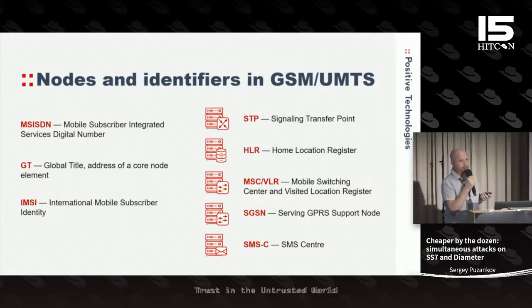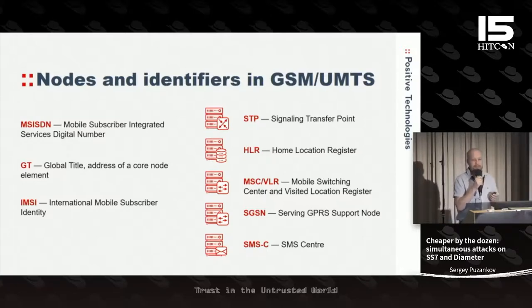So I will use a lot of terms throughout this presentation, and I need to describe some of them in advance. MSISDN, this is just the telephone number we all use to call our friends. GT, a global title. Global title is the address of network elements in GSM and UMTS networks. Global title has a similar structure to MSISDN. IMSI, International Mobile Subscriber Identity. This is the identity of a SIM card. Usually we do not use this identity, but all the network elements use it when they address some particular subscriber. And actually MSISDN and IMSI, these two identities are used in LTE also.